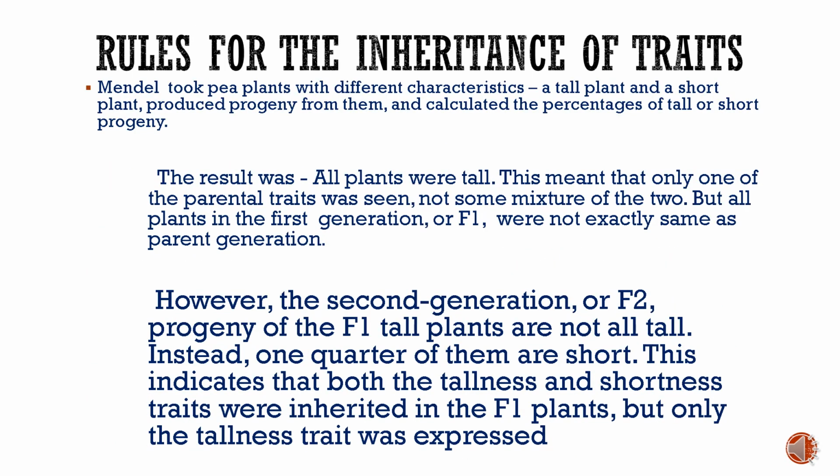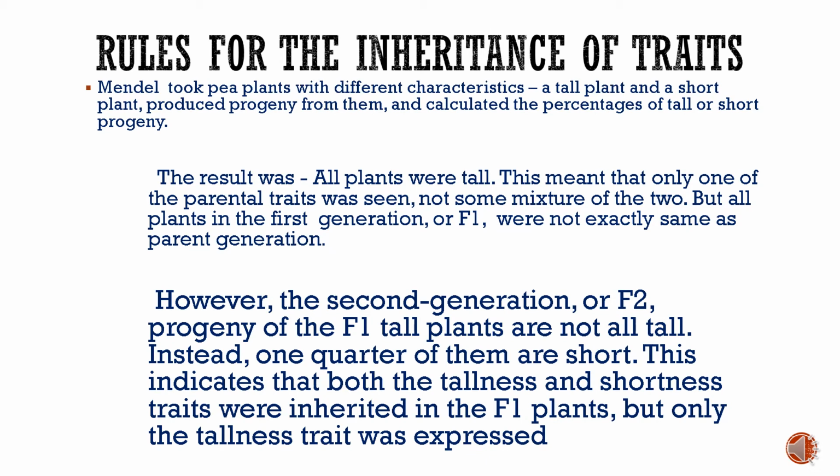Topic: rules for inheritance of traits. Mendel selected pea plants for his inheritance experiment due to their short lifespan, and they can be grown in any season. So there will be multiple generations for the experiment. He took garden pea plants with different characteristics, a tall plant and a short plant, and produced progeny from them. The result was that all plants were tall. This meant that only one of the parental traits was seen, not a mixture, in the first generation.